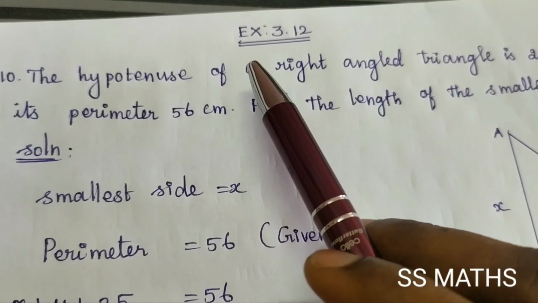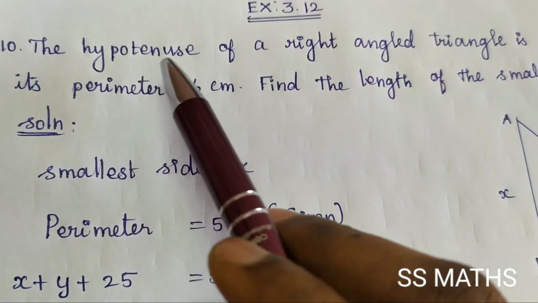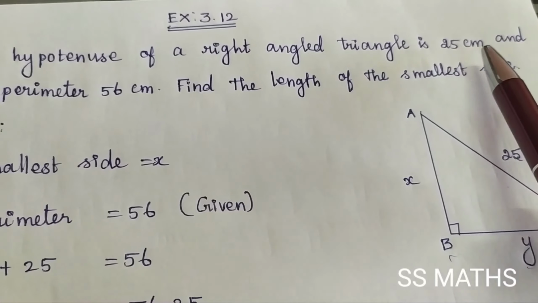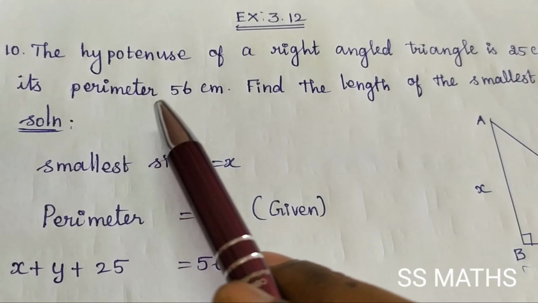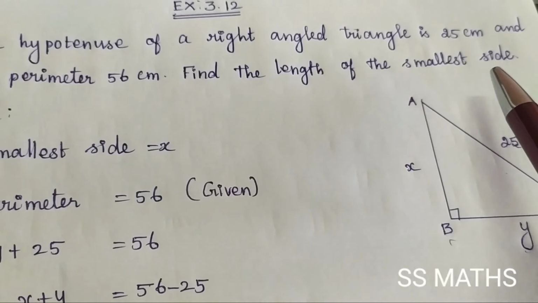Hi students, 10th maths, exercise 3.12, question number 10. The hypotenuse of a right angle triangle is 25 cm and its perimeter is 56 cm. Find the length of the smallest side.